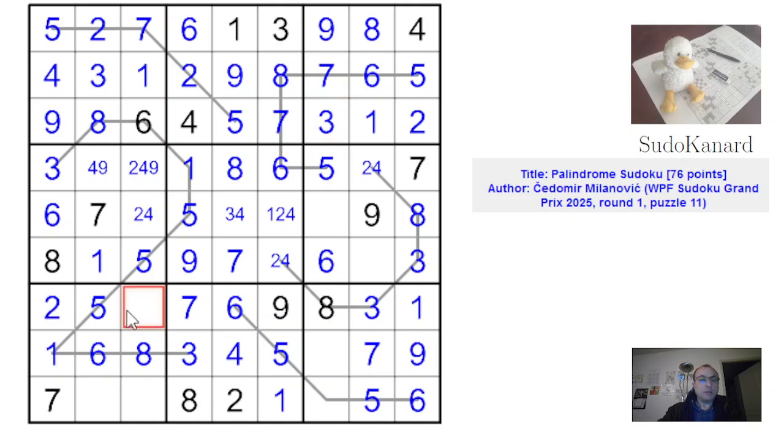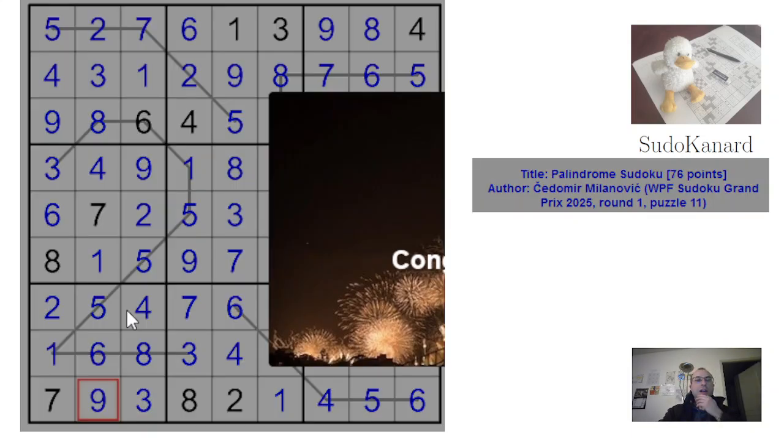This can only be a 4, which gives us the 2, the 9, the 4, and the 2 here, which is going into this cell. That becomes a 4, that's a 3, that's a 1, that's a 4, that's a 2, 4, 3, and 9.